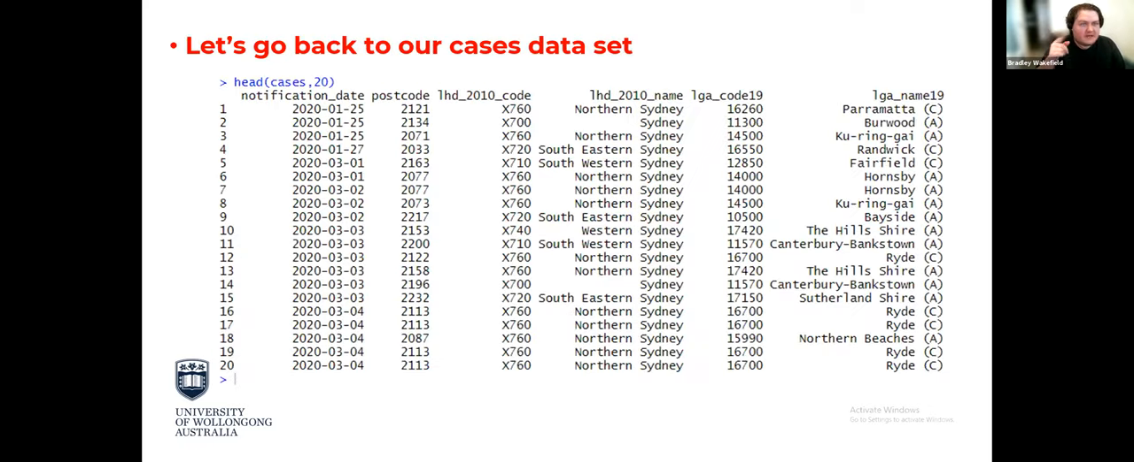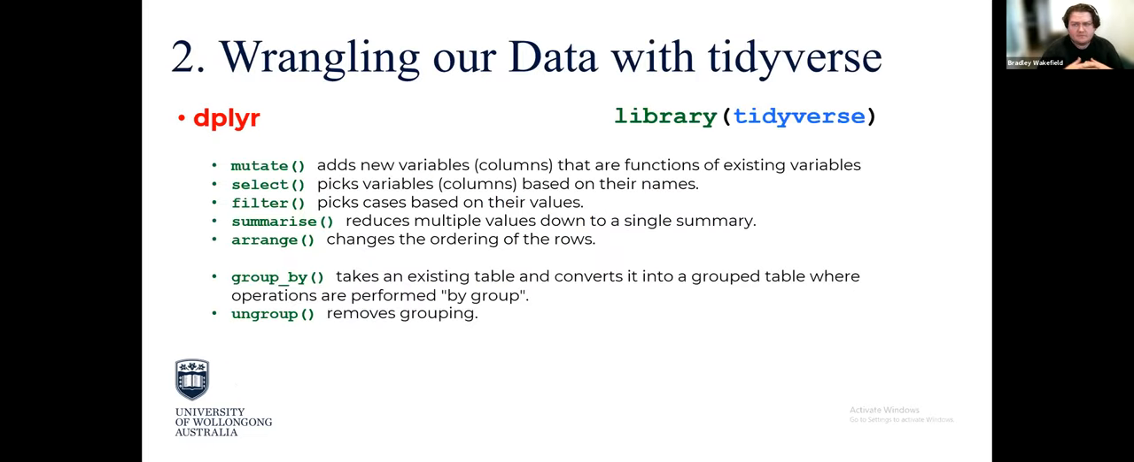Alrighty, so let's go back to our original cases data set. We've got these observations. Now, in order for me to really do any kind of visualization here, I'm probably going to have to change this data set in some way. Unless I just want to get a list of all possible cases, there's not a lot in this form that I can do. So we're going to be looking at using some of the tools that have been developed in R as part of the Tidyverse suite of packages, which allows us to manipulate our data set into forms that are perhaps more useful.